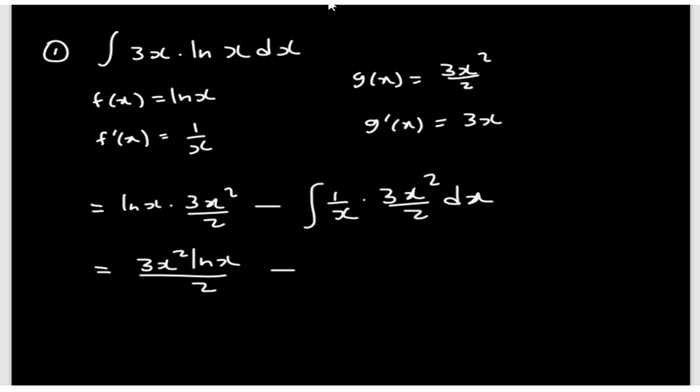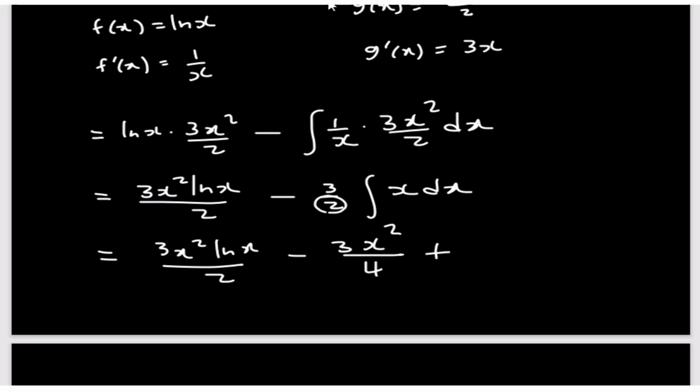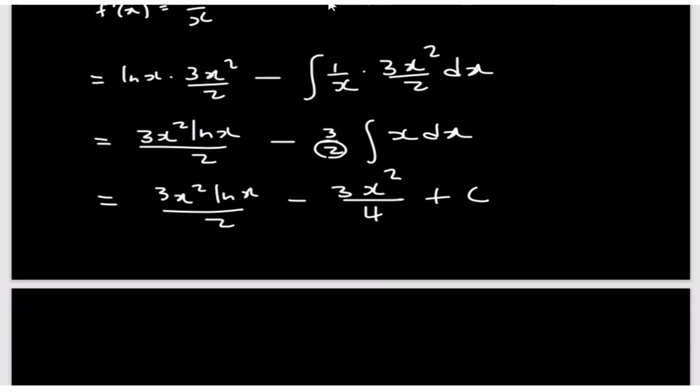Do you see that 3 over 2 is a constant? I can take it out. Inside I'm left with what? X squared over x is x. You see, now we are done because we know the integral of x is x squared over 2. So I have 3x squared ln x over 2 minus 3 times the integral of x, which is x squared over 2. That over 2 and this 2 becomes 4, plus c. You see, this one was straightforward. Plus c.